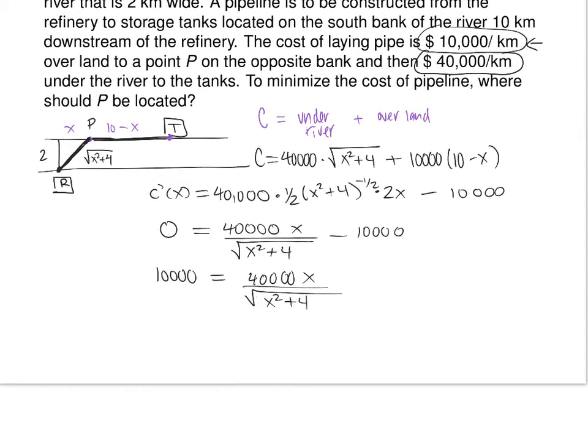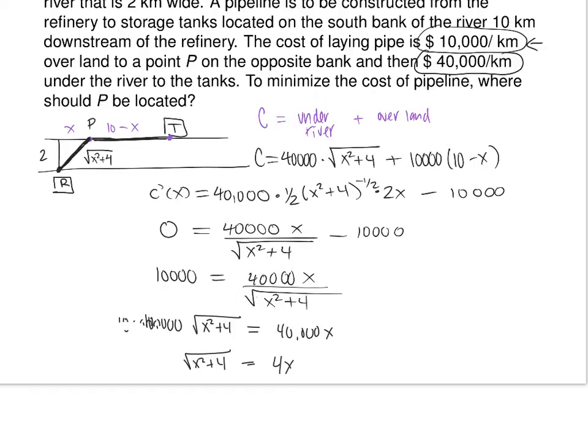Kind of cross multiply. So you have 10,000 root x squared plus 4 equals 40,000 x. I think I added an extra 0 there. Whoopsies. And before you square, I would suggest dividing out that constant. Do you see what I mean? Like you can say root x squared plus 4 equals 4x, right?